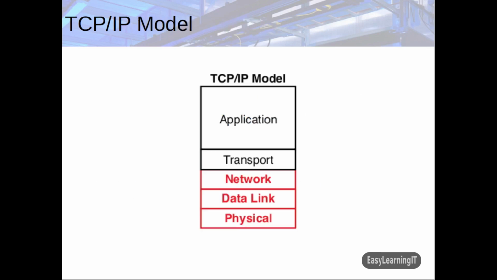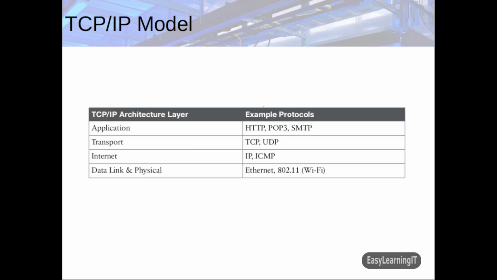TCP/IP Model. Now this is an overview of the TCP/IP model. The first layer is the application layer. The second layer is the transport layer. The third layer is the network layer. And the lowest, which is the 4th layer, is the data link and physical layer.